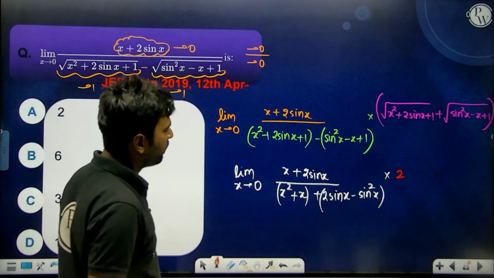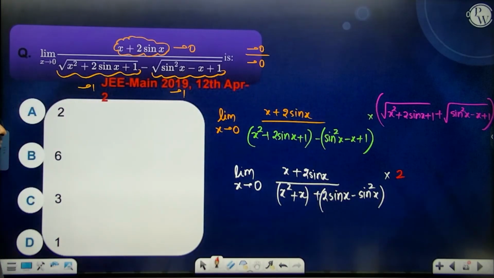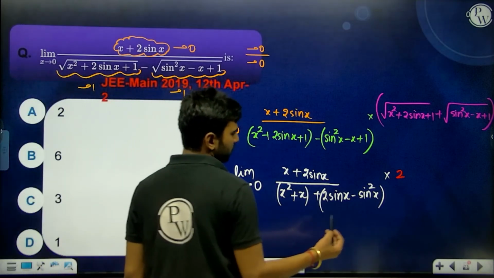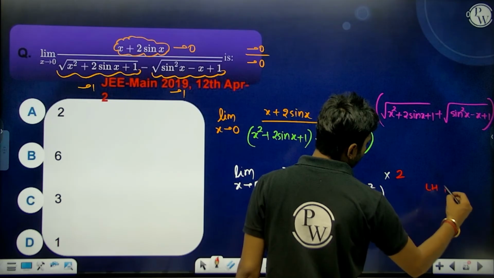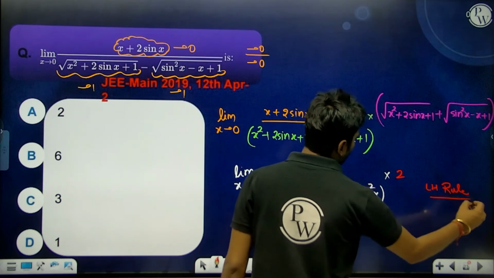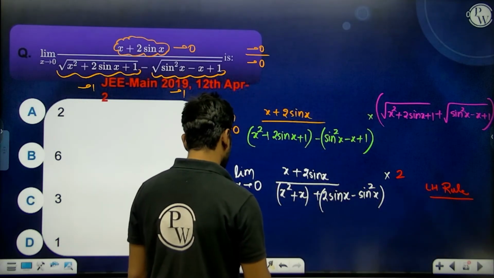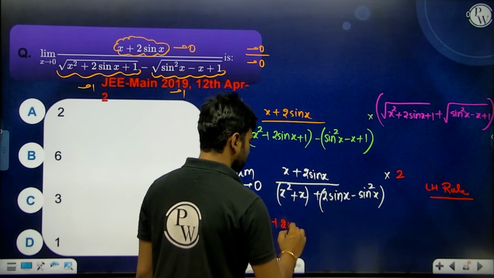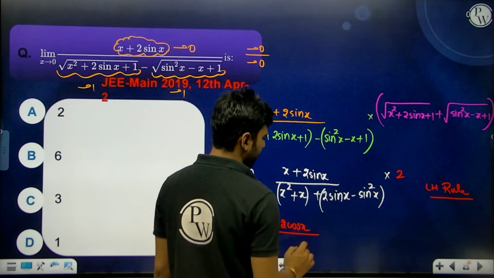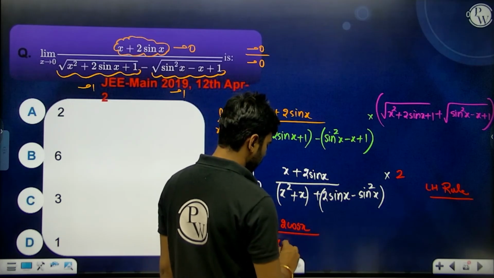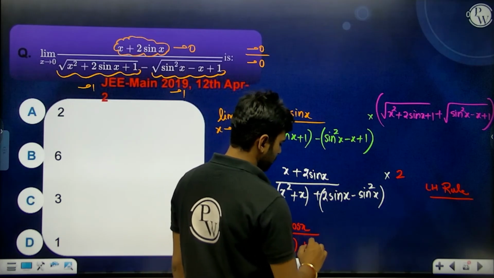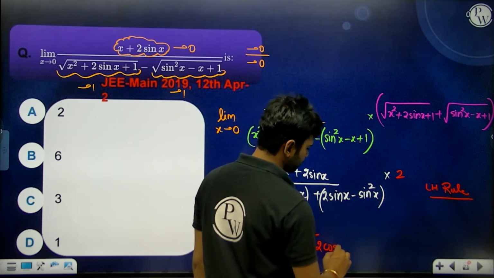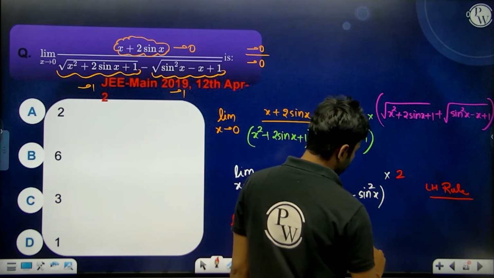Now our agenda is to solve this particular thing. So we can apply L'Hopital rule, because it is tending to 0 over tending to 0 form. So let's apply LH rule over here. The moment you apply LH rule over here, it is going to be limit x tending to 0, 1 plus 2 cos x divided by, it is going to be 2x plus 1 plus 2 cos x minus 2 sin x cos x.